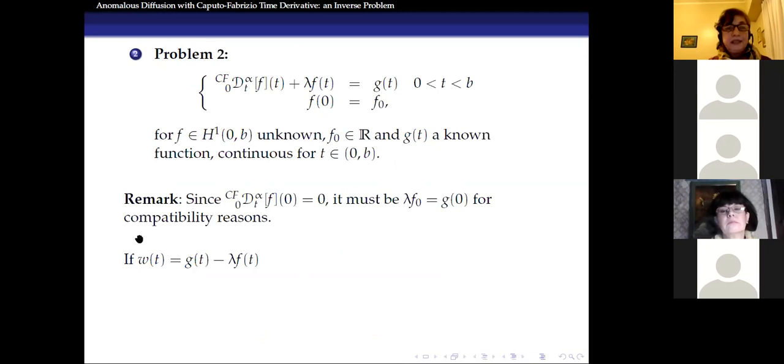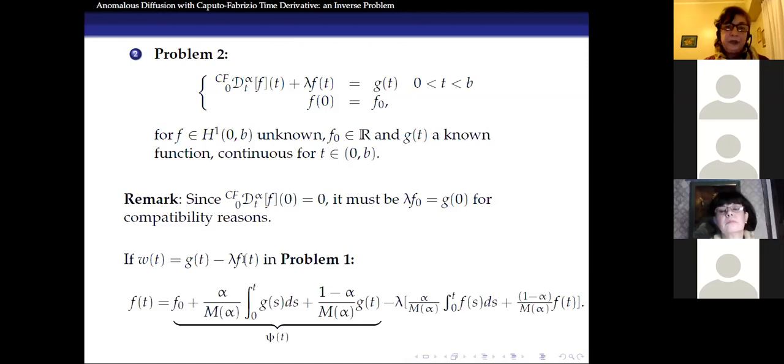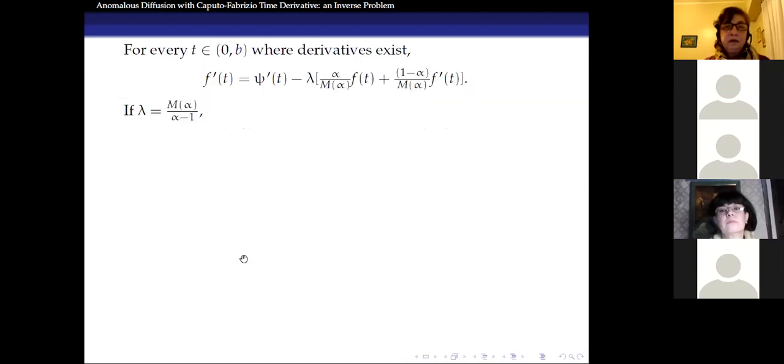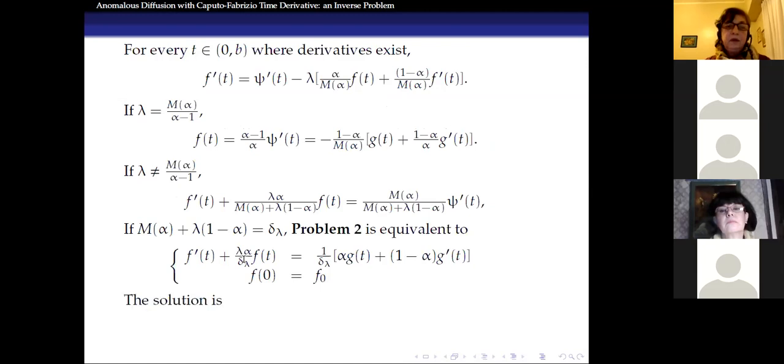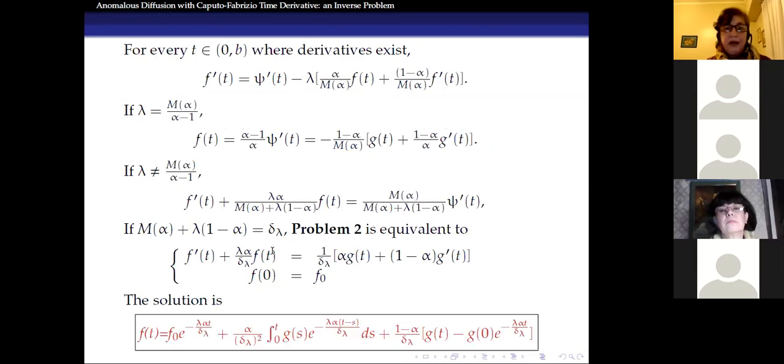So replacing W by G minus lambda F and applying the explicit formula from problem one, we can obtain, step by step, this ordinary equivalent problem and the explicit solution. This explicit solution we will use to obtain the Fourier coefficients for U_k.